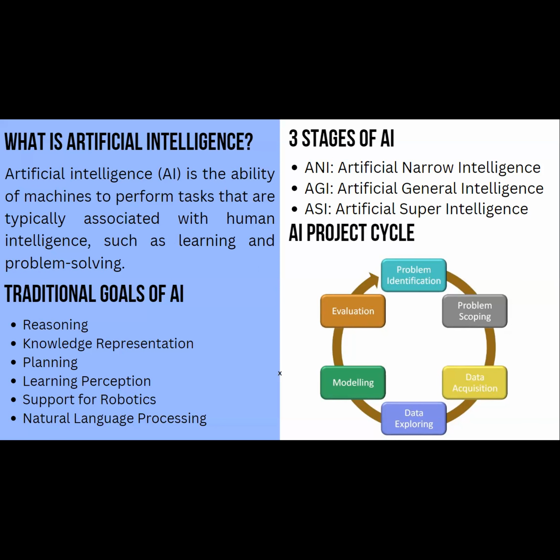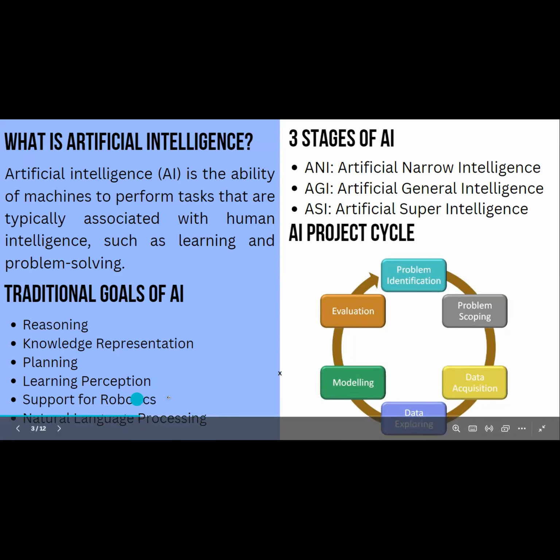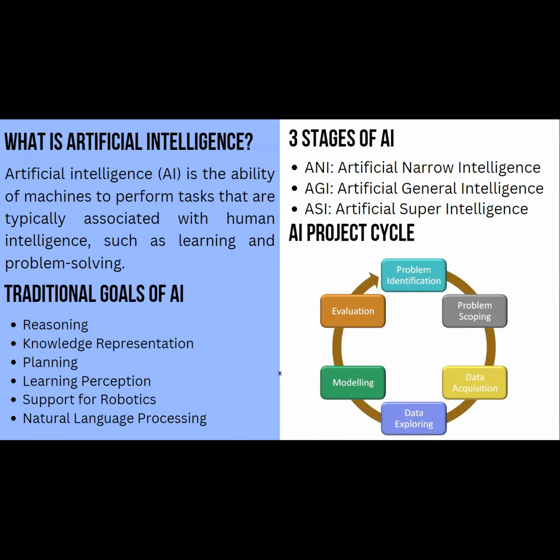So basically, artificial intelligence is the ability of a machine to perform the tasks that were done by humans till now, such as reasoning, which we keep on doing, knowledge representation, planning, learning, perception, and support for the advanced level, and last but not the least, natural language processing. So AI is something where we want machines to work like human beings.